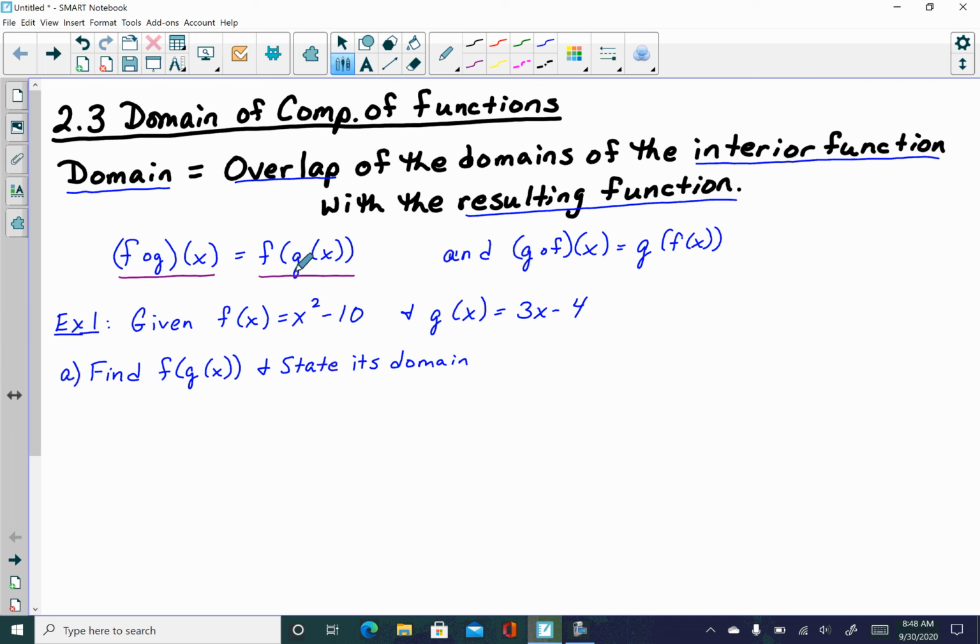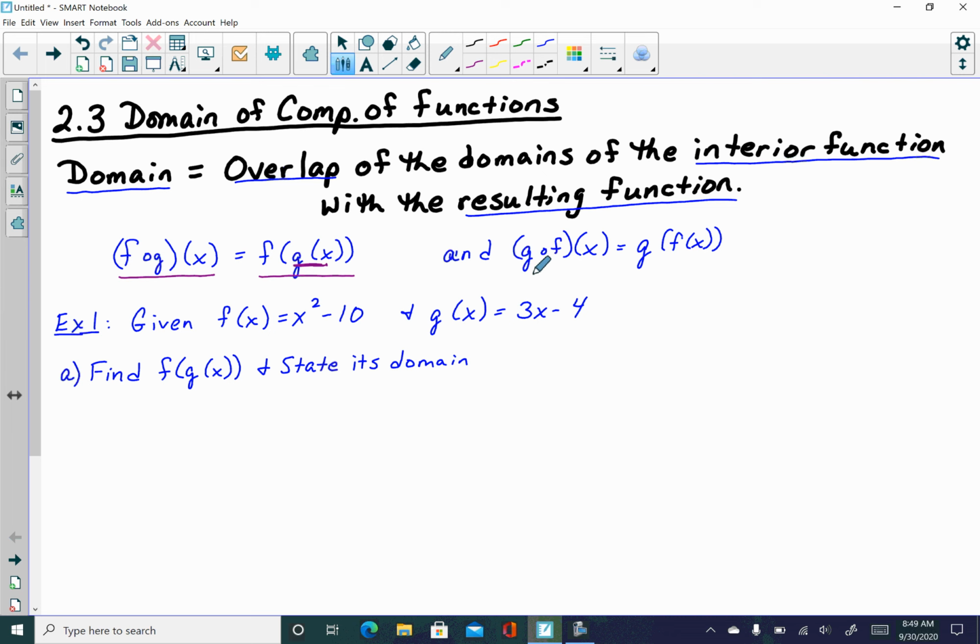When I refer to the interior function, that's the function here on the inside. Like I always tell you, you work from the inside out. This is your interior function. So you'd be finding the domain of g, and then you would find the overall domain of f of g of x, and wherever those two overlap, that's going to be your final answer.